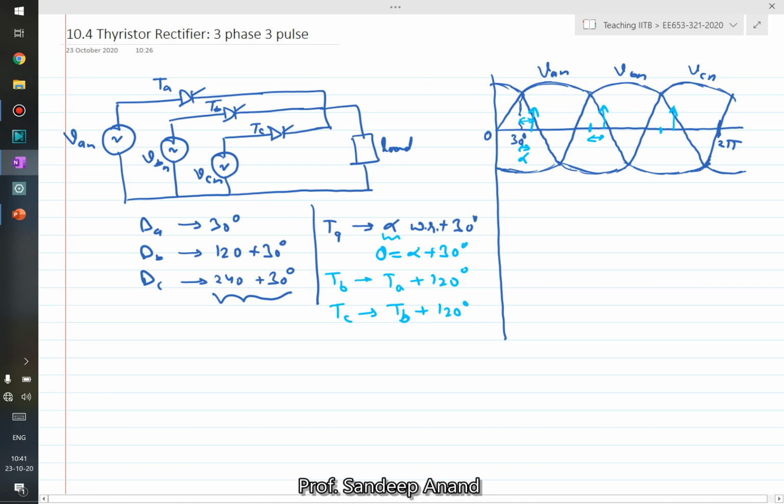If you see earlier circuits, they were all single phase circuits, so naturally the diode would have started conducting at theta equal to 0, right, if the load was continuous.